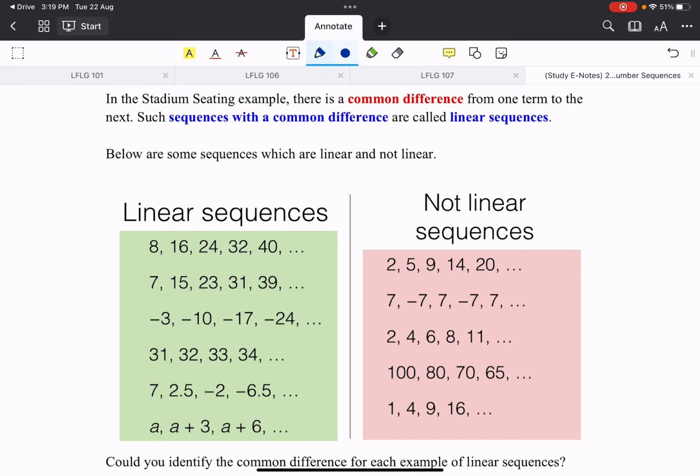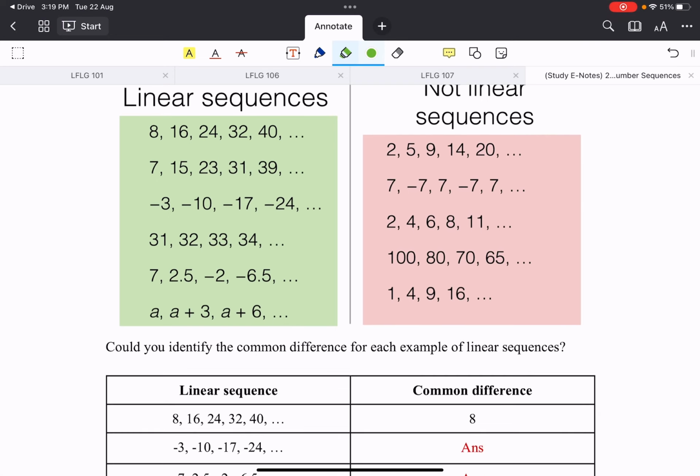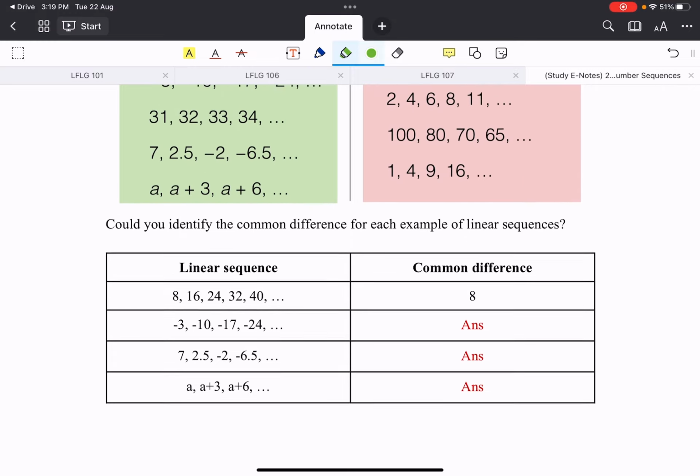So for now, we'll just deal with the green boxes. Those are linear. Okay. What you notice is that they actually have this thing called the common difference. So you can see here, common difference. That's the thing I want to highlight for you, right? So if they have a common difference, they are called linear sequences. Okay. So here are some linear sequences.